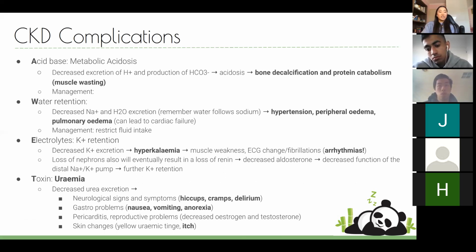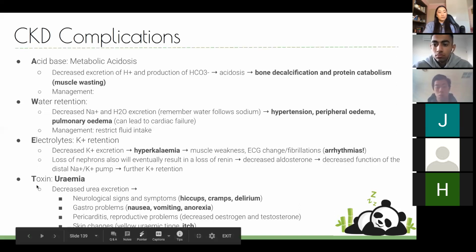And then electrolyte disturbance. So potassium is also excreted in the kidneys. So if you're not doing that, you're going to get hyperkalemia. And this is really important because hyperkalemia can cause arrhythmias and sudden cardiac death. So you definitely want to be aware of this. And people who have CKD get ECGs regularly to check for things like this. There is another mechanism, but don't stress too much about that. It's to do with RAS. The main thing is just that it's not getting excreted.